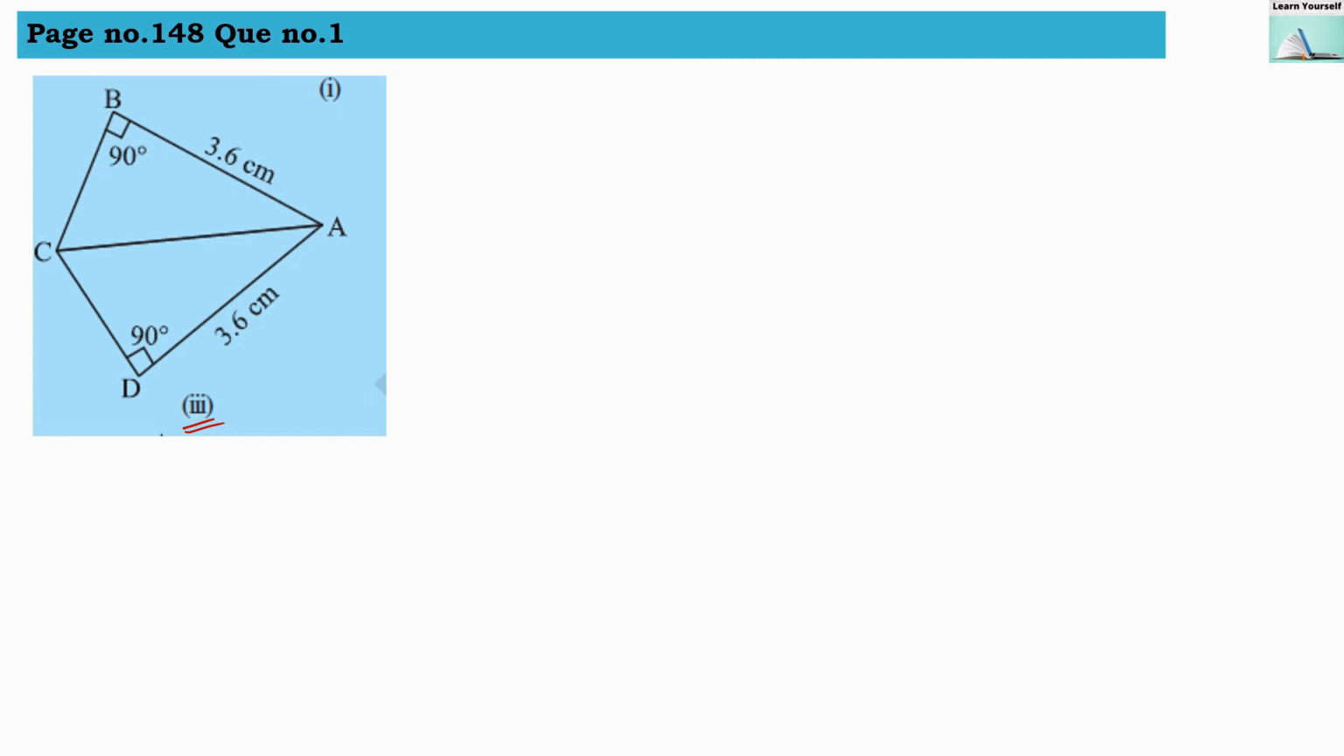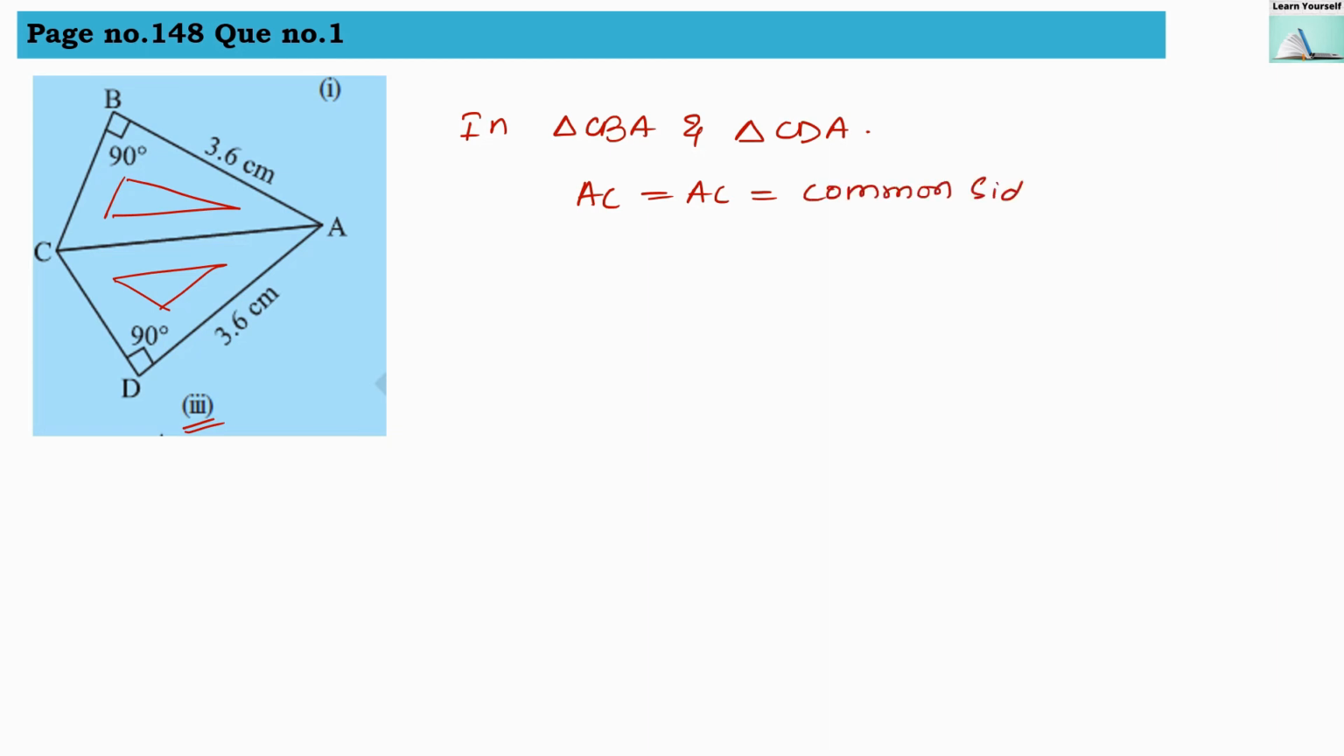Third numerical, in these two triangles we have to see whether they are following RHS criteria or not. So in triangle CBA and triangle CDA, AC will be the common side between these two triangles, then angle B is equal to angle D as they both are right angles, and AD is equal to AB as they both measure 3.6 centimeter. So the hypotenuse is equal because it is opposite to the 90 degree right angle, and the right angle itself is equal in both triangles. So these two triangles are congruent as per RHS criteria.